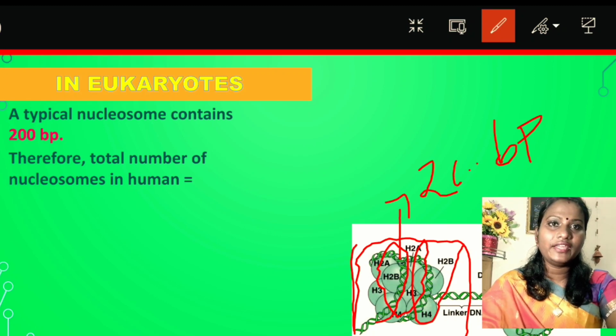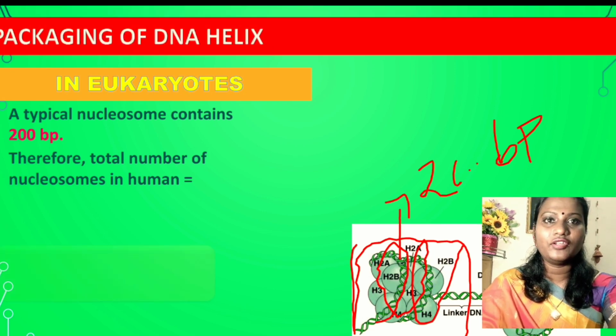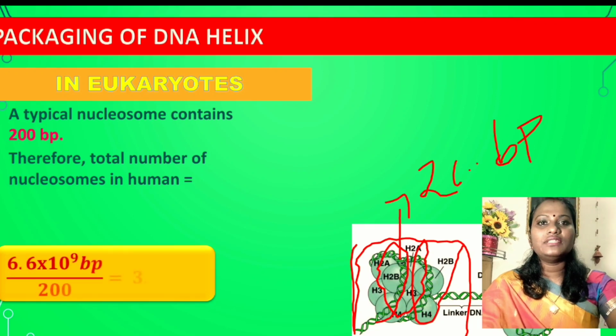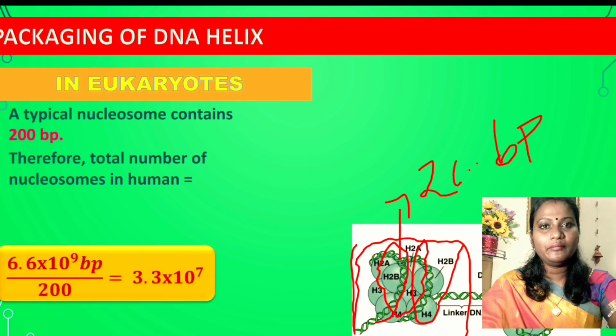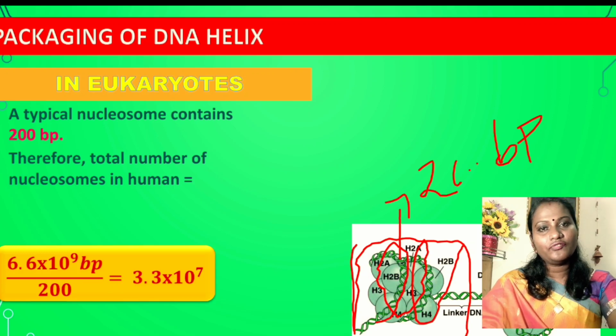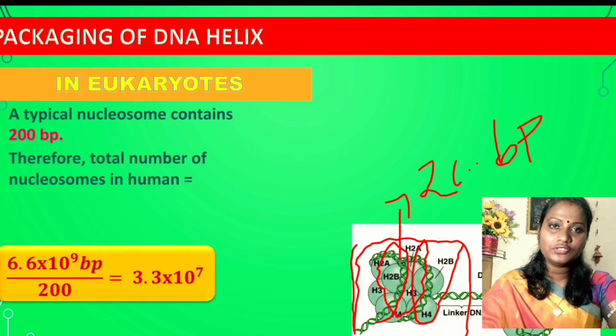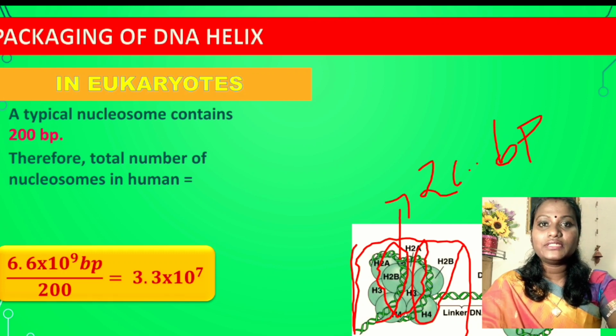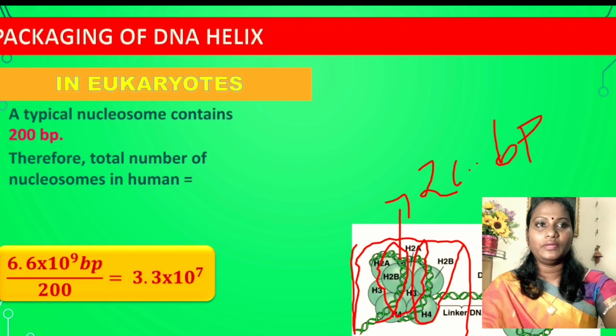Similarly, we need to find out the total number of nucleosomes in human beings. How can we find this out? We all know that normally we have 6.6 into 10 to the power 9 base pairs. That is divided by 200, and then you will get the answer as 3.3 into 10 to the power 7 nucleosomes. So in eukaryotes, 3.3 into 10 to the power 7 nucleosomes are present in the human being.